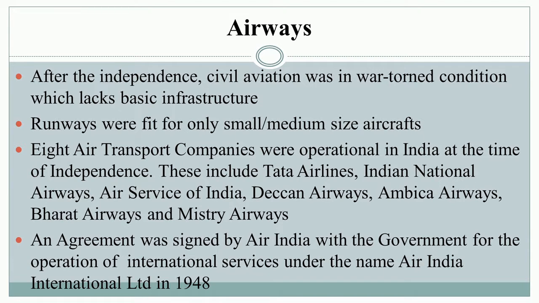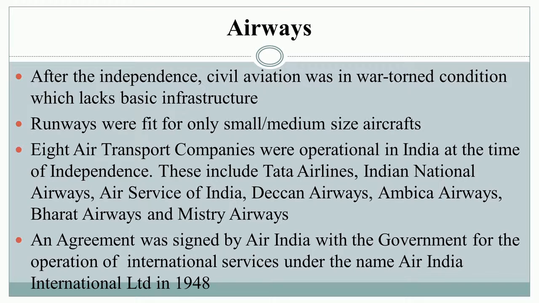In case of airways, if we see the airways infrastructure development after independence, civil aviation was in a war-torn condition with a lack of basic infrastructure facilities. Runways were fit for only small and medium-sized aircraft. 8 air transport companies were operational in India at the time of independence. These include Tata Airlines, Indian National Airways, Air Service of India, Deccan Airways, Ambika Airways, Bharat Airways and Mistry Airways.